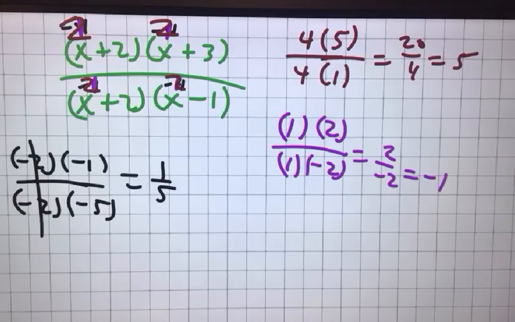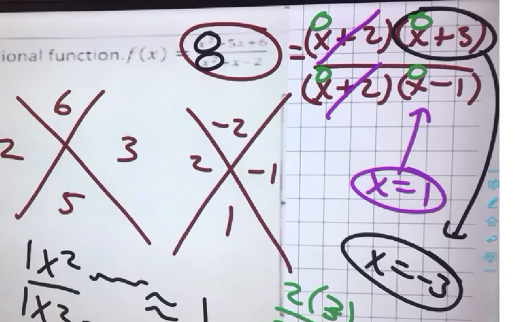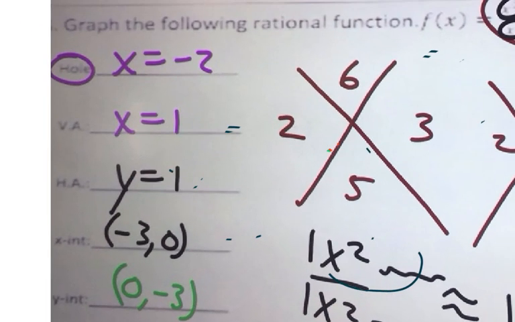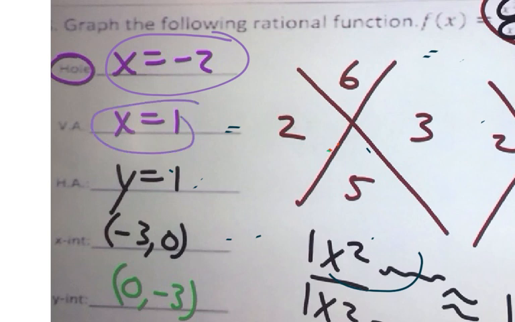So let's put it all together so far. We know that x equals negative 2 is a hole because x plus 2 over x plus 2 simplifies, right? And then we had x equals 1 as a vertical asymptote because the denominator was an x minus 1, and whenever we divide by 0, it goes to infinity. Because of x squared over x squared, that simplifies to 1, so we have a horizontal asymptote at y equals 1.